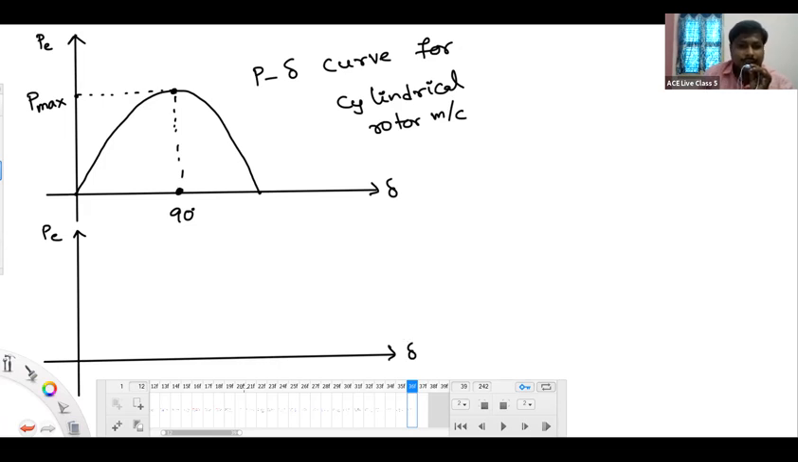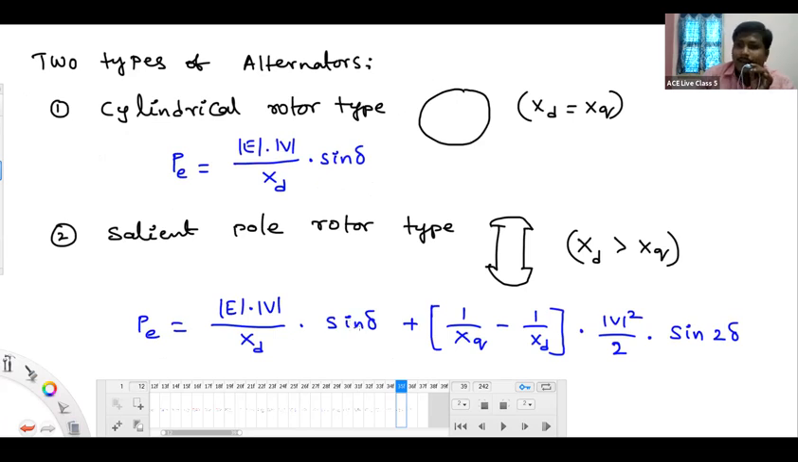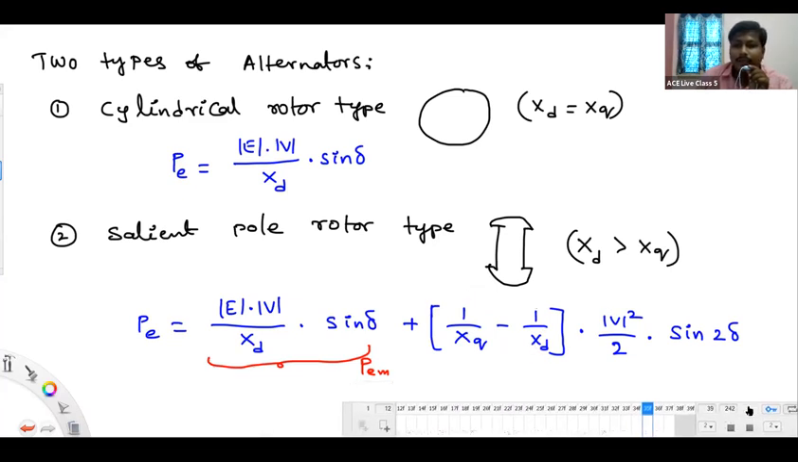Simple. Listen here. Look here. It is one signal, EV by XD into sine delta. This we are going to call generally electromagnetic power. The first term we have here is going to be called electromagnetic power. And the remaining term, 1 by xq minus 1 by xd into mod V square by 2 into sine 2 delta, this term we are going to name as reluctance power.